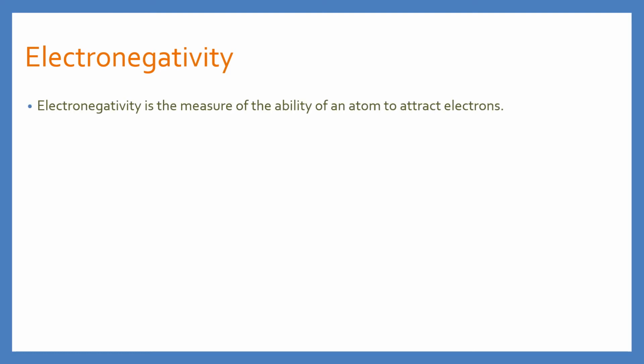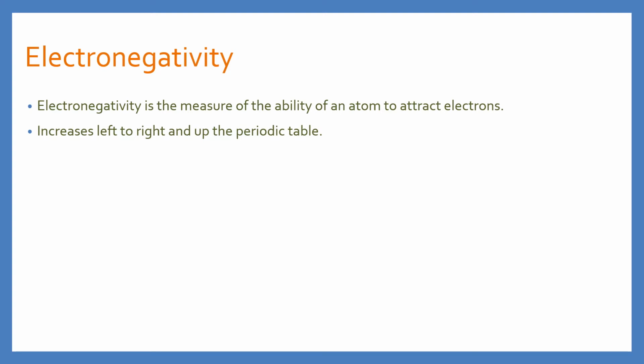Our next topic is electronegativity. Electronegativity is the measure of the ability of an atom to attract electrons. This property, if you're looking at the periodic table, increases from left to right and up the periodic table. If you need a refresher on this, you should look up periodic trends. You can do this in your general chemistry textbook or just Google it and find a video on YouTube.